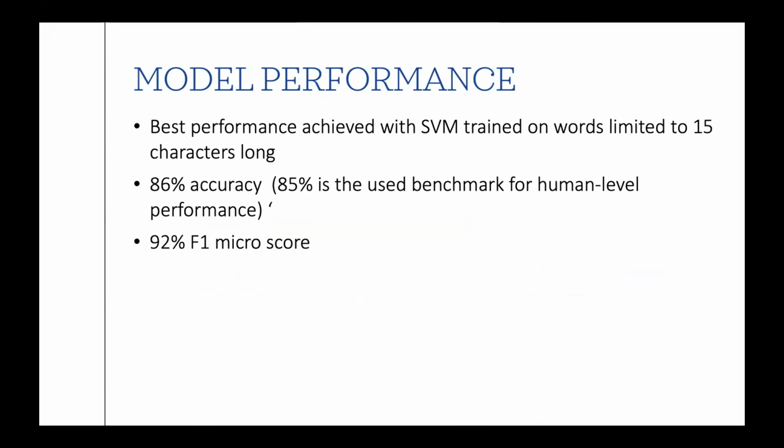After training, the best performance was achieved with the support vector machine trained with words limited to 15 characters only. We achieved 86% accuracy, which is just over the benchmark that was used for the human level performance of request assignment, and a 92% F1 score.